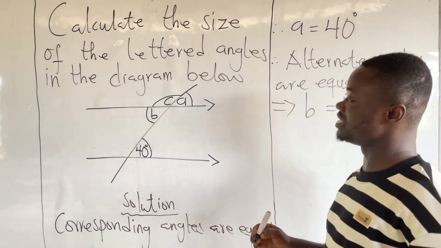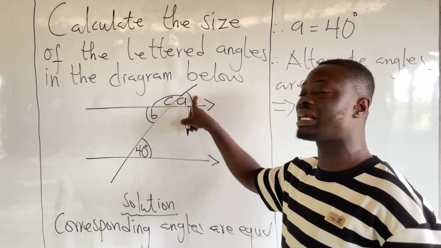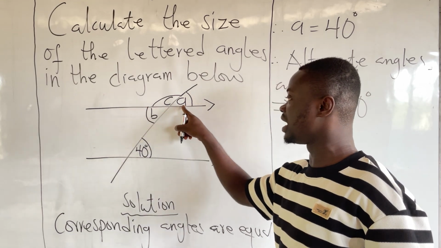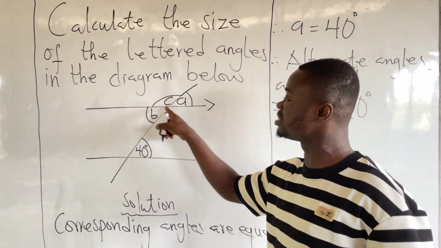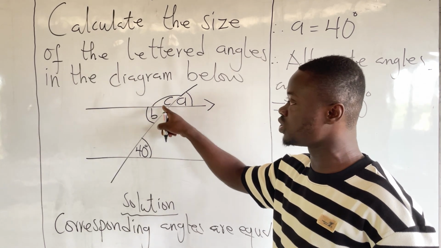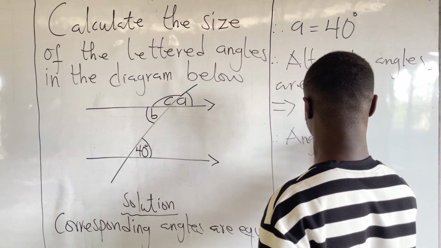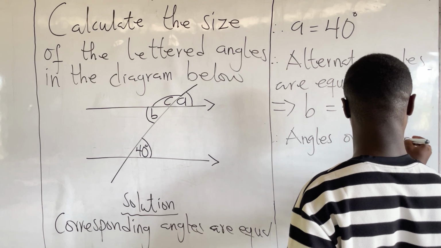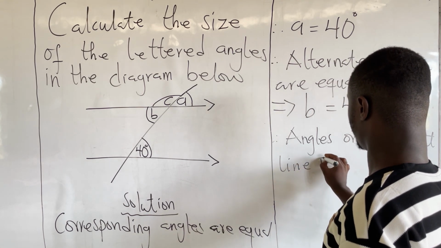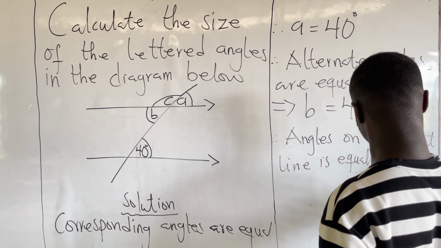The last one, C. Now we have the angle here. We have A, which is 40. We can clearly see that the angle C and the angle A are on a straight line. We know that angles on a straight line add up to 180 degrees. Therefore, to find the value of C, we can say that angles on a straight line add up to 180 degrees.